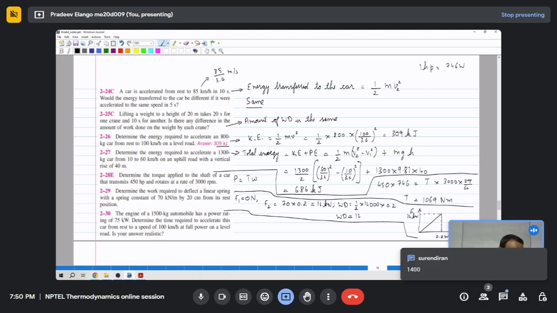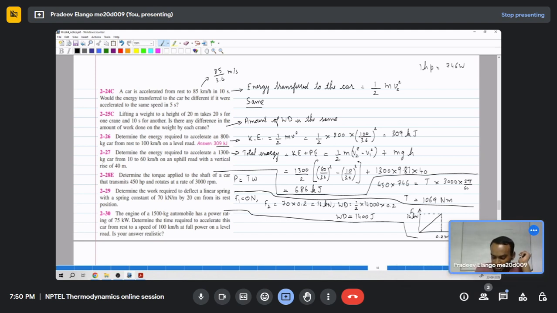Yeah, 1400 joules. Next, the engine of a 1500 kg automobile has a power rating of 75 kilowatt. The time required to accelerate this car from rest to a speed of 100 km per hour at full power on a level road is what we have to find.